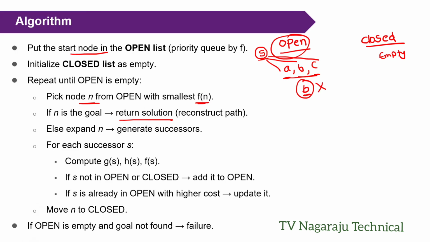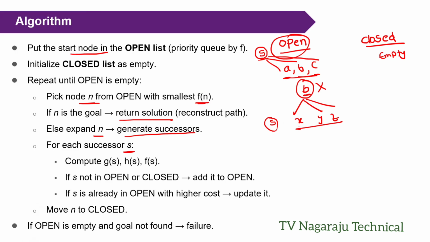Suppose you select B and B is not the goal node. Then simply expand the children of B. Here, expanding n means generating successors. Successors means generating the children of B. For example, the children are X, Y, Z.